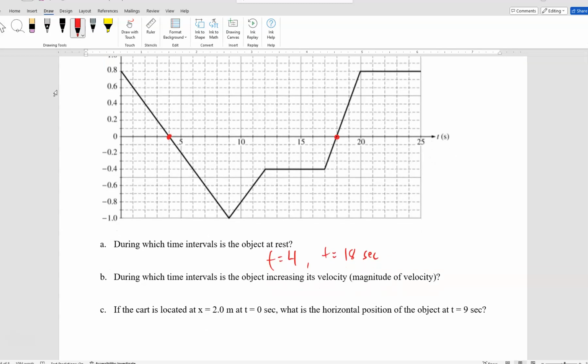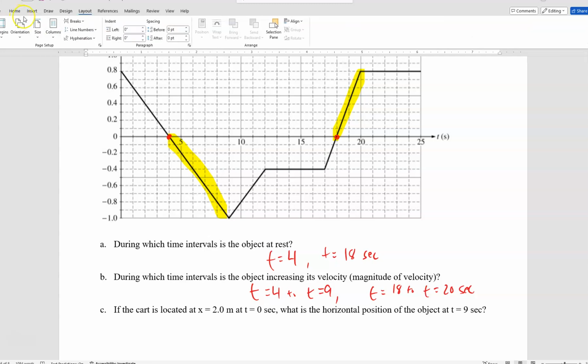During which intervals is the object increasing its velocity, magnitude of velocity? Basically, when is the object getting faster, either in the positive or negative direction? That's going to have to be here from t equals 4 to t equals 9 seconds. Then it slows down, then it's constant speed, then it slows down again, and then right here it's going to go in the positive direction and it's going to speed up. So that would make it t equals 18 to t equals 20 seconds.